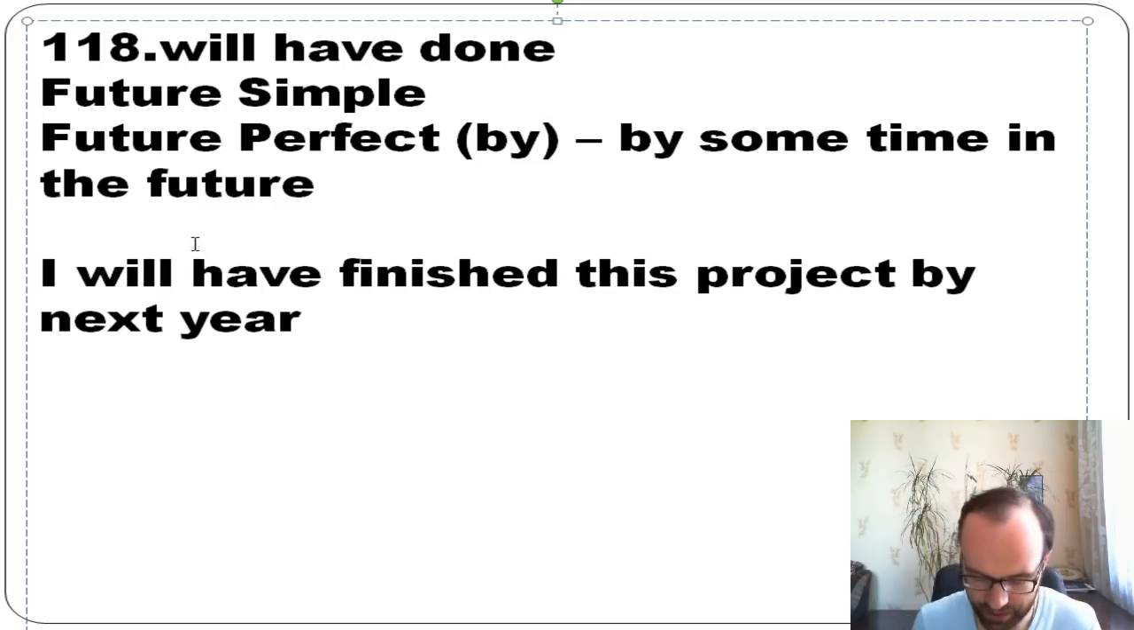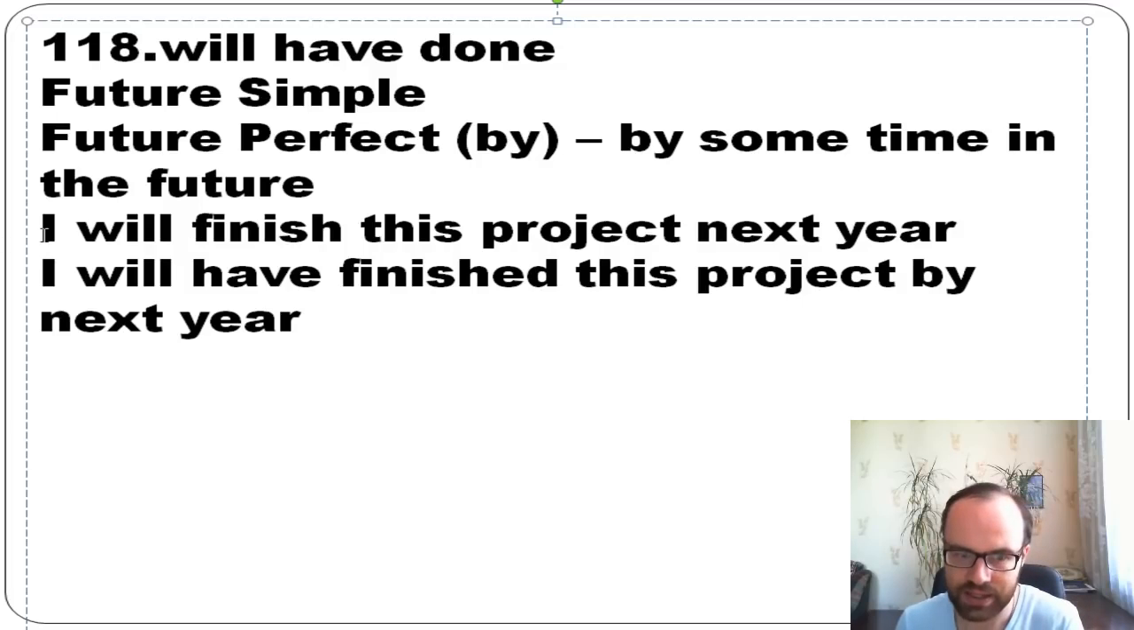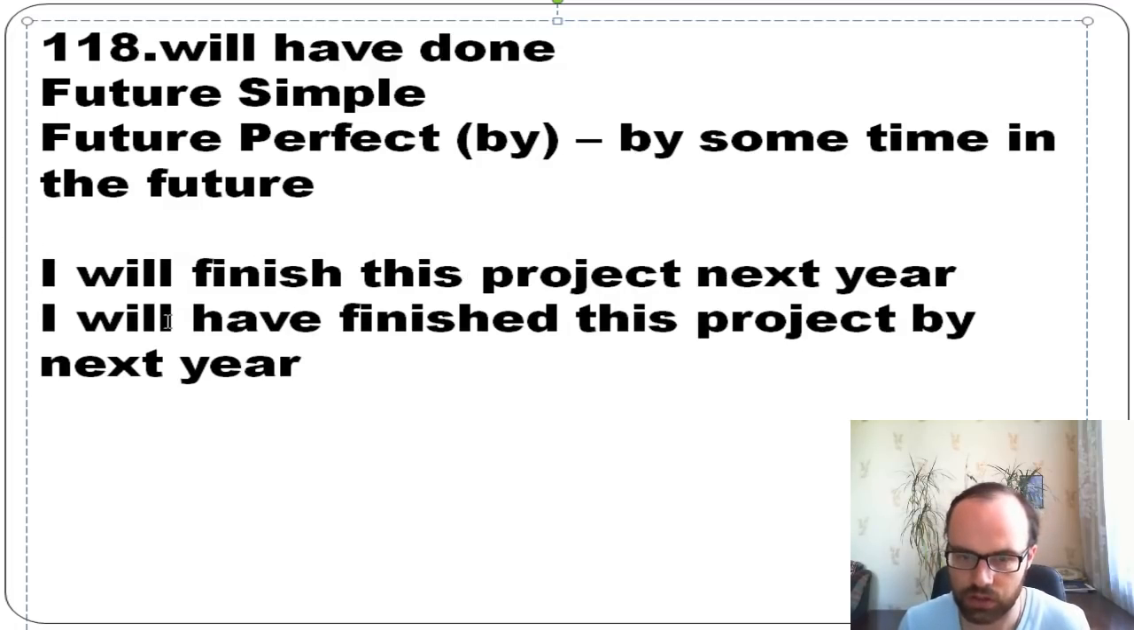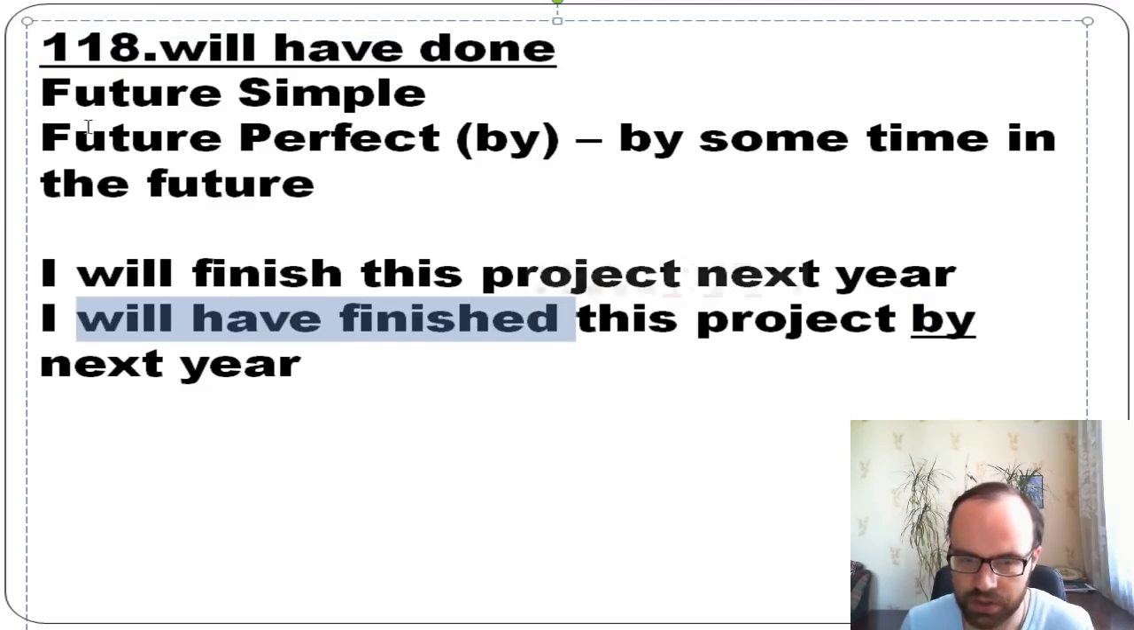Look, compare. I will finish this project next year. I will finish this project next year, and I will have finished this project by next year. You see by, so you use will have plus past participle, will have finished. I will have finished this project by next year.